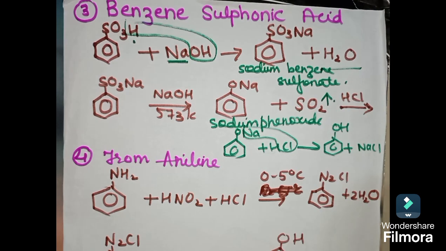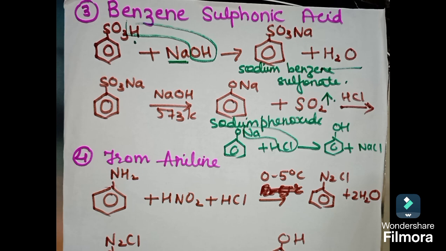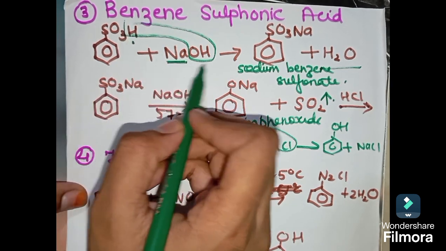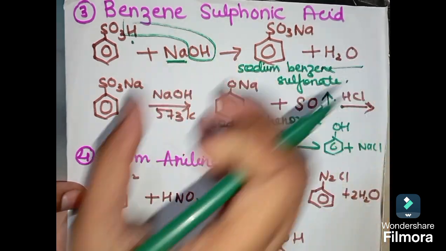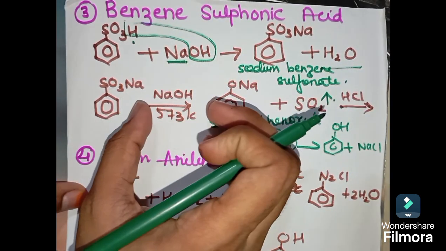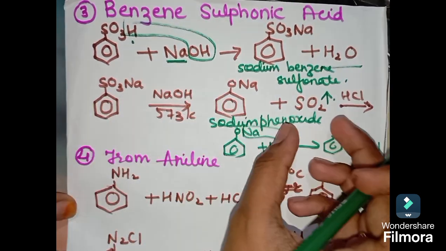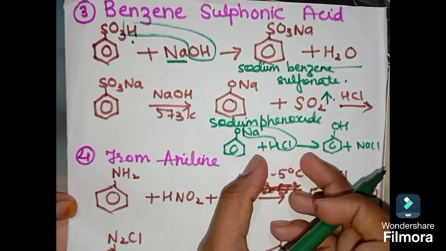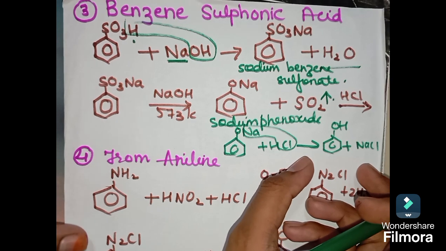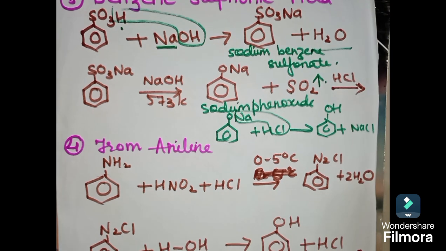I hope you guys understood this. So first, I have to take benzene sulfonic acid and react it with sodium hydroxide. What will happen over here? This water molecule will be taken out. Na will take the place of hydrogen. It will form sodium benzene sulfonate. Now I'll react the sodium benzene sulfonate with NaOH at a temperature of 573 Kelvin. Now there will be evaporation of SO2 and sodium phenoxide will be formed. When sodium phenoxide is treated with HCl, it forms phenol and NaCl. So you just learn the reaction and automatically you will get to know how to write the statement. You don't need to learn all the statements.